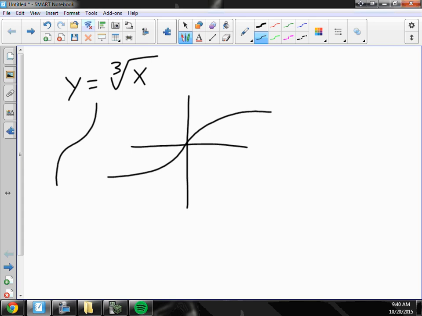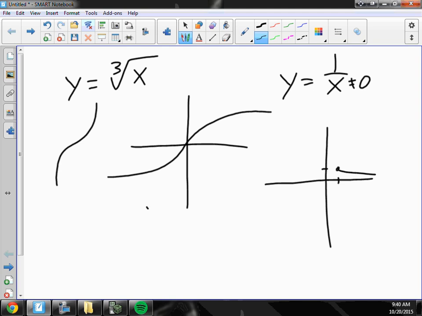And the only other one I see on there is y equals 1 over x. Do you guys know what that looks like? So 1 over x is not allowed to be 0, right? And 1 over 1 is 1. So 1 comma 1 is there. What about if x gets bigger, what's going to happen to the y value? It's going to get smaller. So this is going to approach 0.